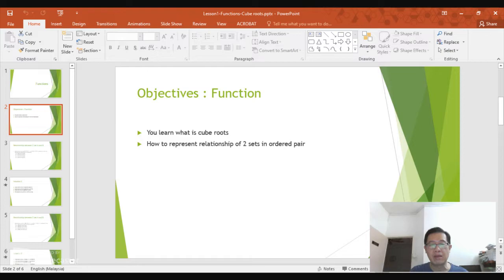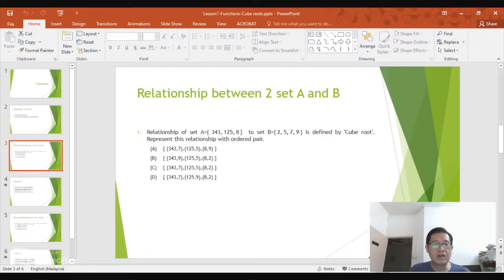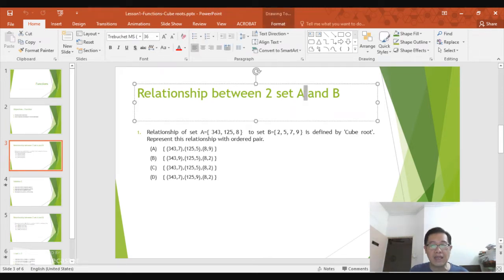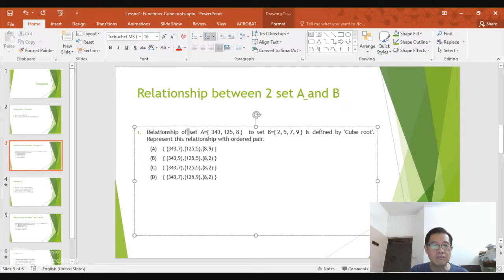That means we are talking about two sets, a set A and a set B. We're going to use A and B to make the ordered pairs. Okay, ordered pairs. Now we look at this relationship. For example, you can see this relationship between two sets A and B. In set A you have 343, 125, and 8, so you have three items in set A. In set B you have four items: 2, 5, 7, and 9.